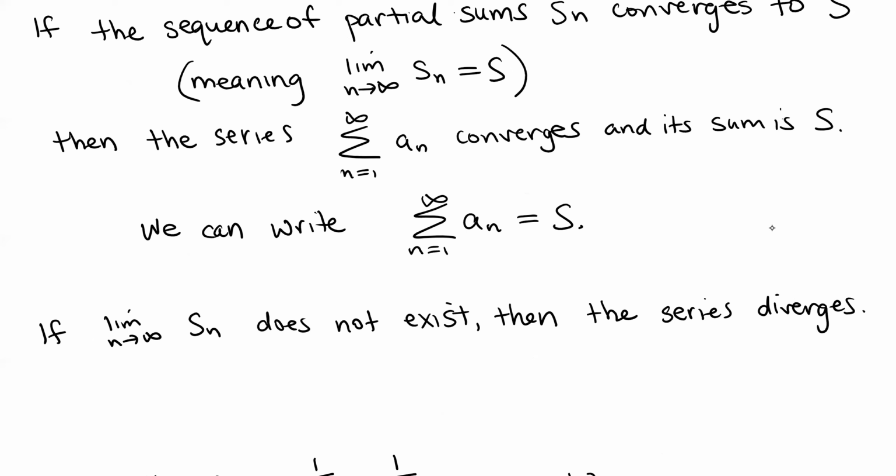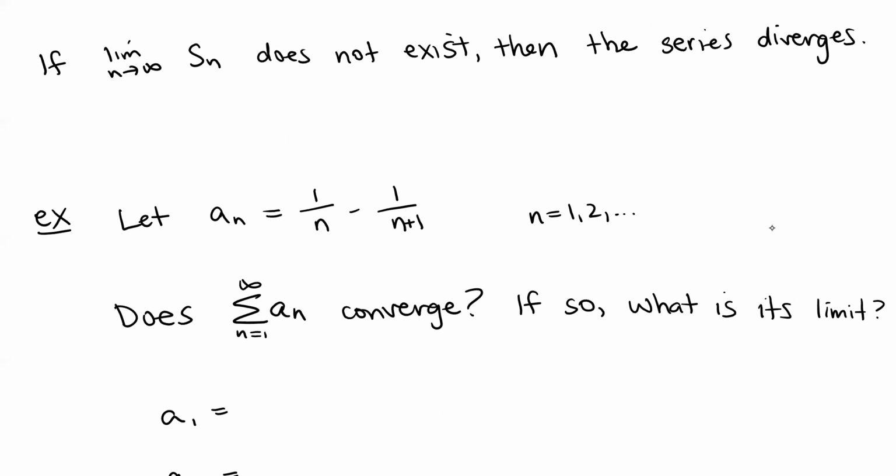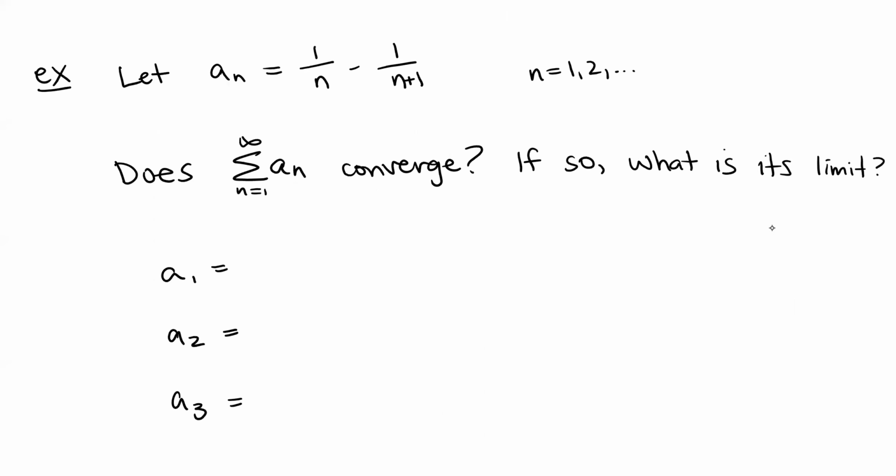Okay, let's look at an example. So here in our example, we have an is equal to 1 over n minus 1 over n plus 1 for n equals 1, 2, 3, and so on. We're wondering if the infinite series of these terms converges. If it does, what is its limit?